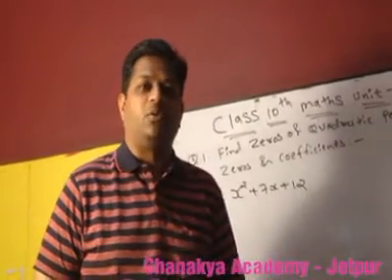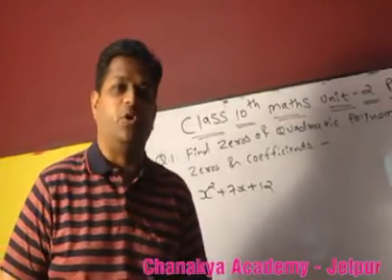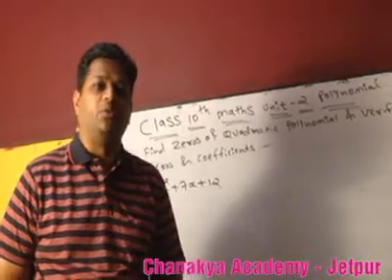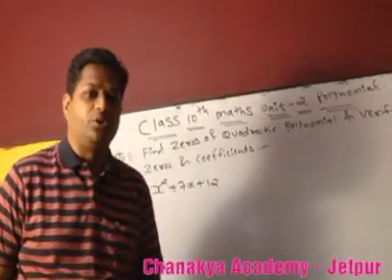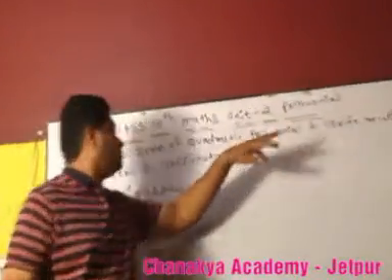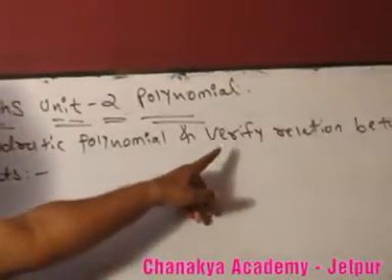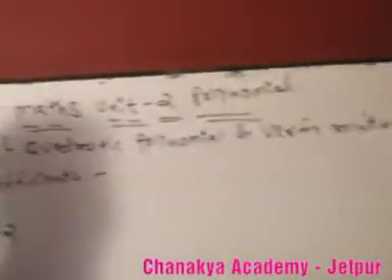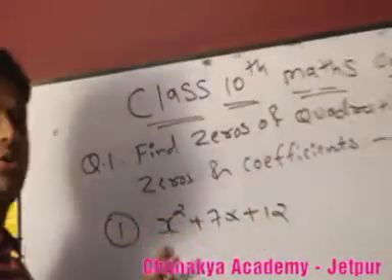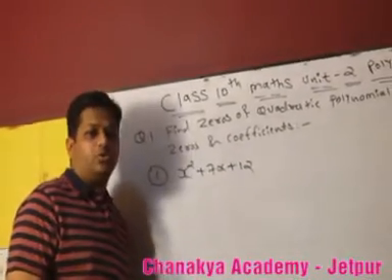Okay, today we are going to discuss chapter 2, class 10 maths chapter 2 polynomial, which is one of the important chapters from the exam point of view, and I have already written the question on the board. Class 10 maths unit 2 polynomial. Find zeros of quadratic polynomial and verify relation between zeros and coefficient. Our first sum is x square plus 7x plus 12. Now we are going to start our solution.